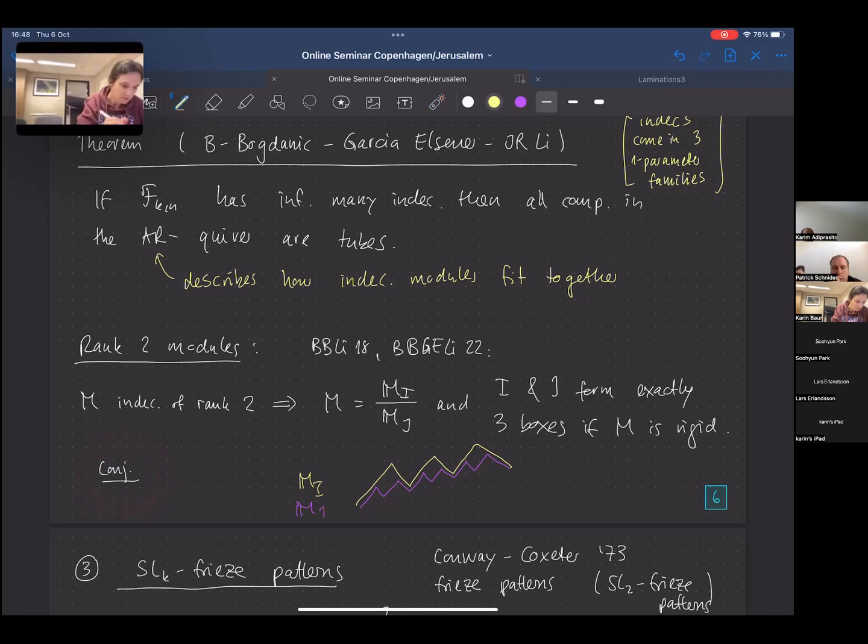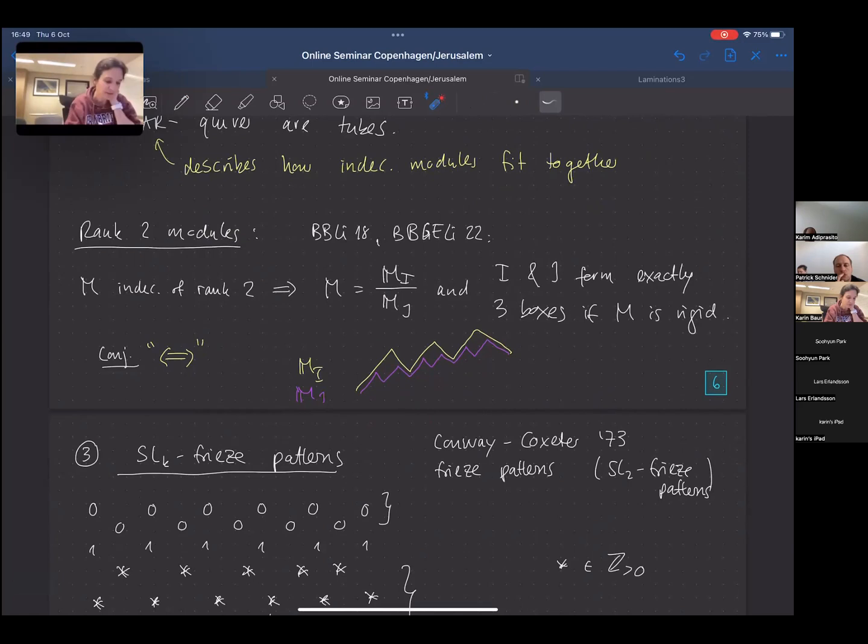got all ingredients yet. So the statement would be, such a module is rigid and indecomposable if and only if we have the three boxes. Right now we know if it's rigid and indecomposable, it has to have three boxes. Okay. So that's this part with the module categories. What we also show is that in all these cases, we get a nice root for our root system, which I've put under the rug right now. But it means in the rank two situation, everything works nicely.